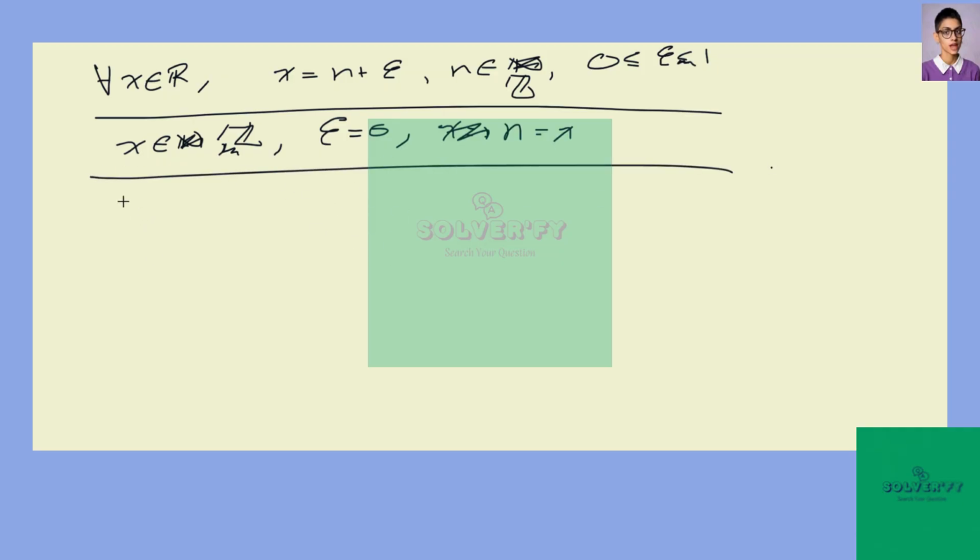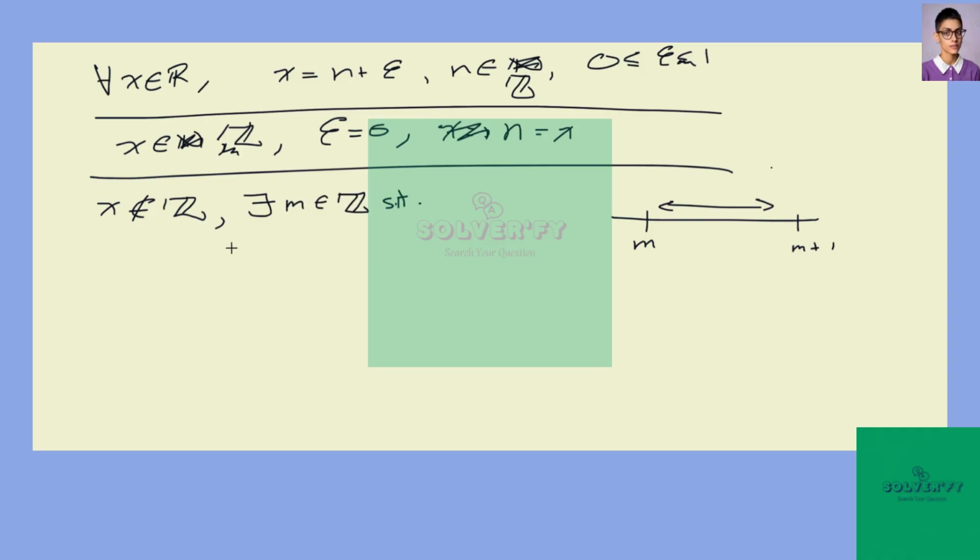For the other case, when x is not an integer, let's visualize it once again. If x is not an integer, then we can always bound it by some interval from m to m plus 1. And then x will have to lie somewhere between here. So to write this out, there exists m, which is an integer, such that m is less than x, which is less than m plus 1.